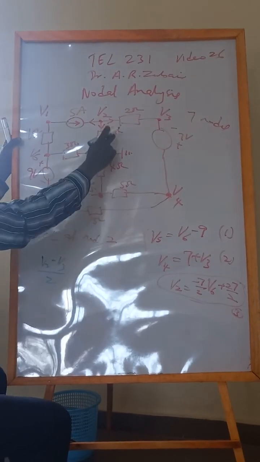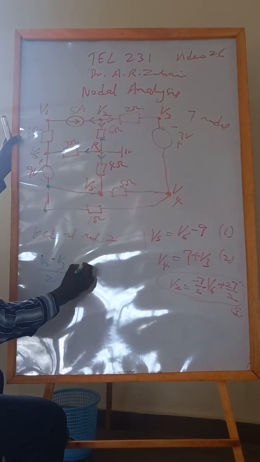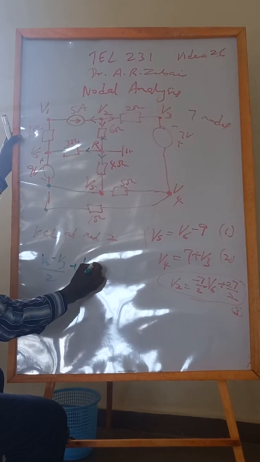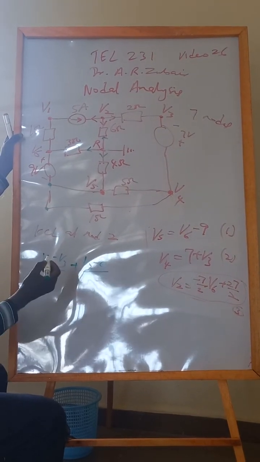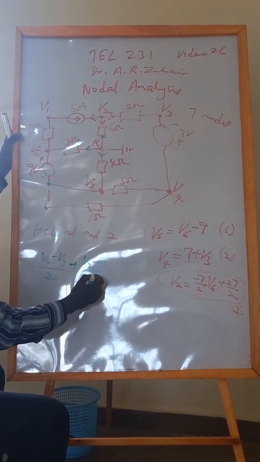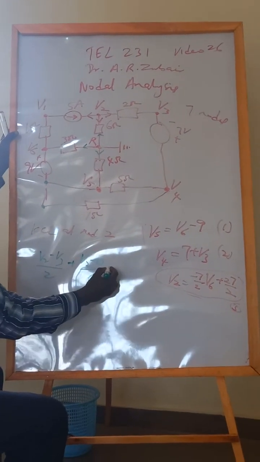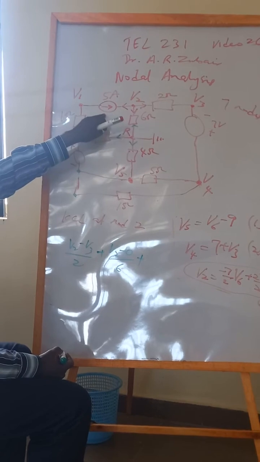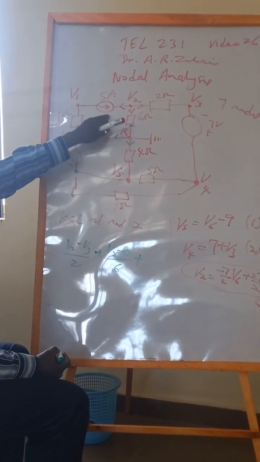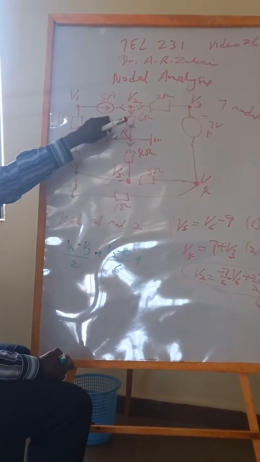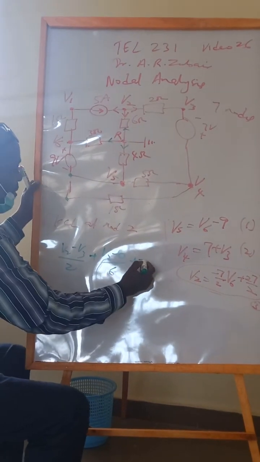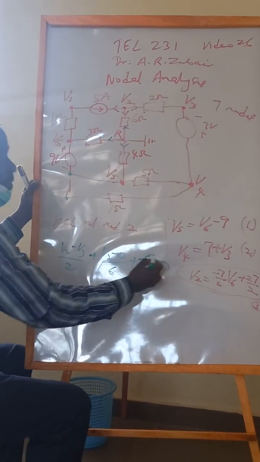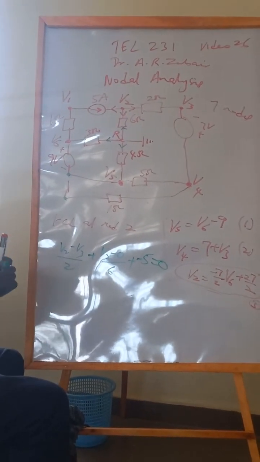So for this one, it is node 2 that is forcing current against the reference node. So that will be V2 minus 0 over 6, plus this other current. This is a current source and it is running against this current source. That means it's going to be minus 5. This will be equal to 0. Get it clear? You understand me?